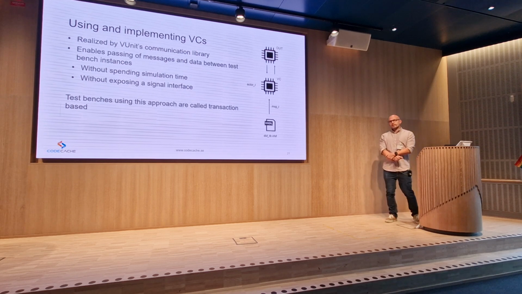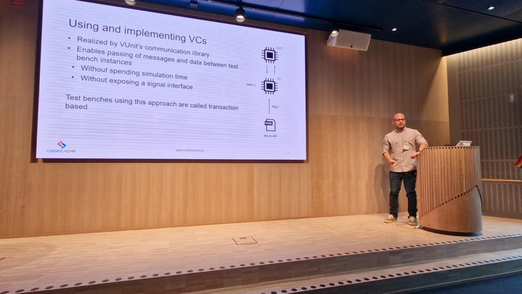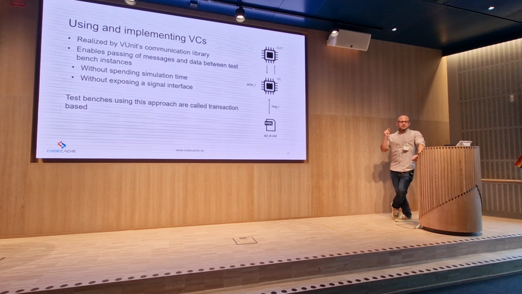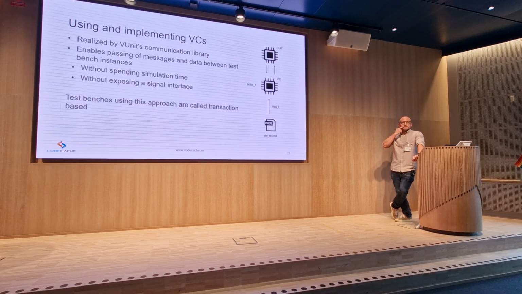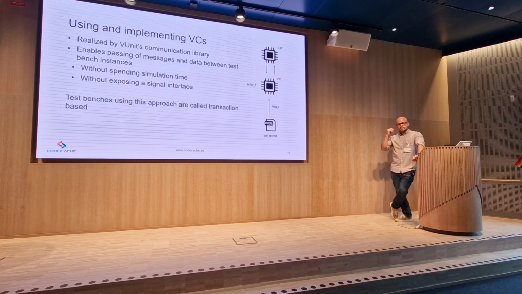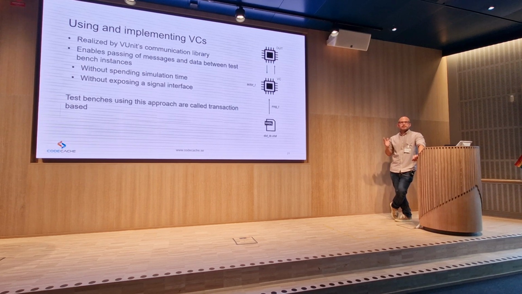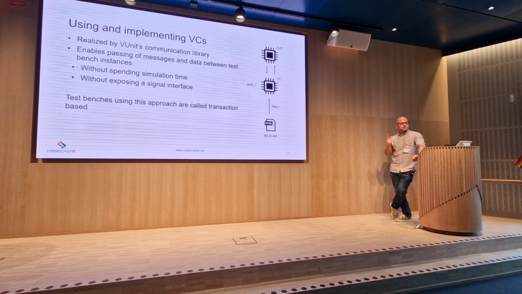And how do we implement a VC? In this context, we use the VUnit communication library, which we can pass messages to and from so-called actors. An actor is an object in the VUnit library. So we pass messages back and forth from those, without exposing any signals and without running any simulation time. And this is completely asynchronous. So you can push an entire test sequence in 0 simulation time.